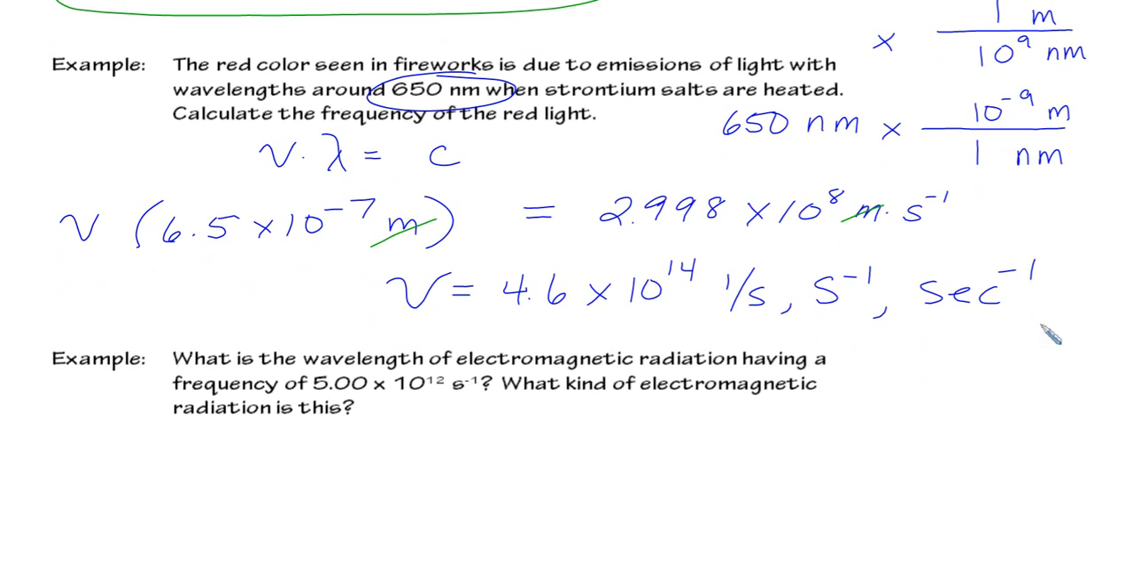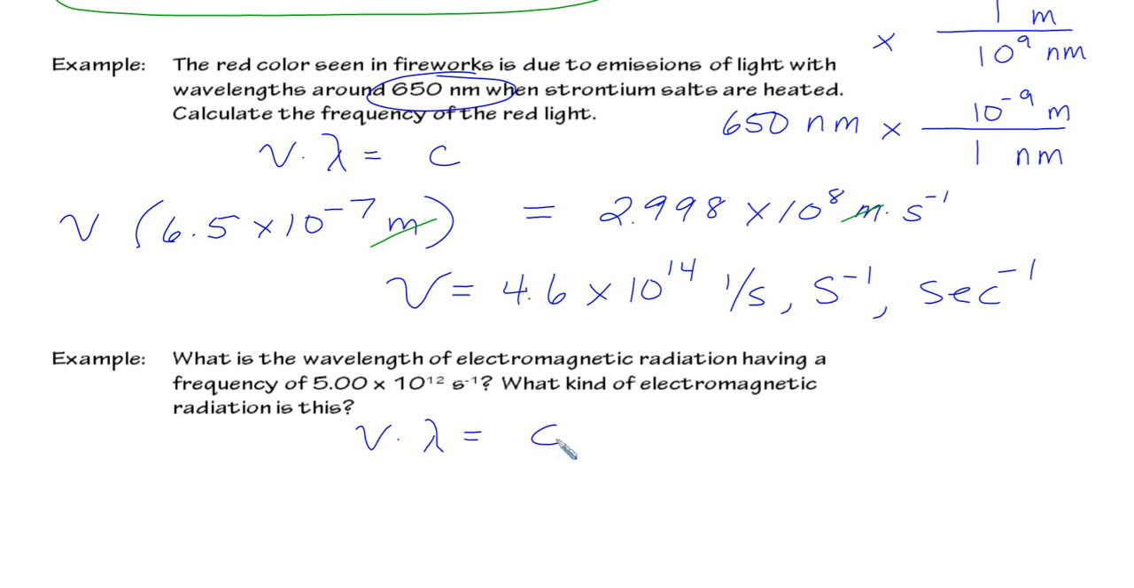Here's another one. What's the wavelength of electromagnetic radiation having a frequency of 5.00 times 10 to the 12th seconds to the negative 1, cycles per second? And then we want to know what kind of electromagnetic radiation this might be. Well, that sounds exciting. So again, we've got our equation. Frequency times wavelength equals the speed of light. And it's just plug and chug from here, right?